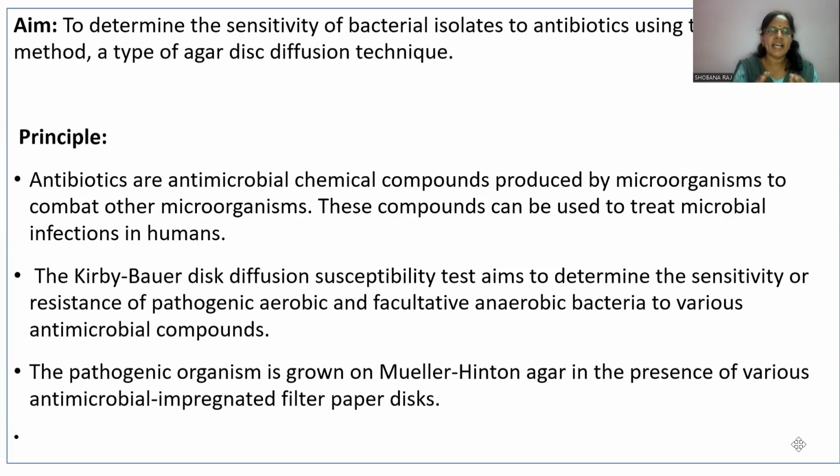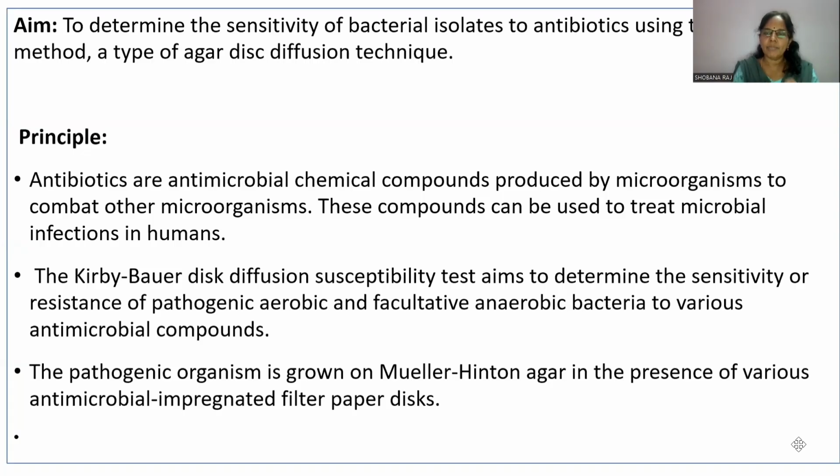So the principle behind this technique is antibiotics are antimicrobial chemical compounds produced by microorganisms to combat other microorganisms. So these compounds can be used to treat microbial infections in humans.